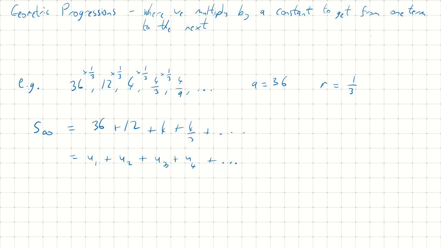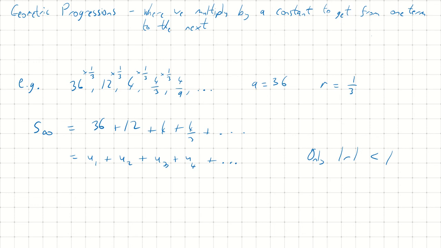And this thing only exists if the magnitude of r is less than 1. Because if r was 3, let's say, then our terms in the sequence would just keep getting bigger, and if we kept adding them together, then we'd end up with an infinite answer. Whereas if the magnitude of r is less than 1, each term of the sequence is smaller than the last, so this sum to infinity does indeed exist.